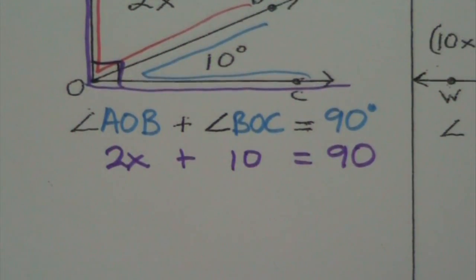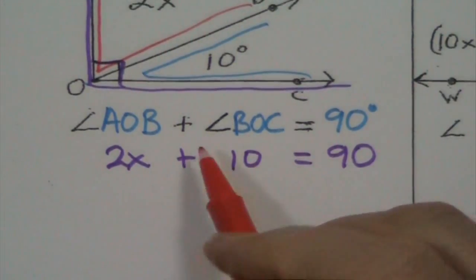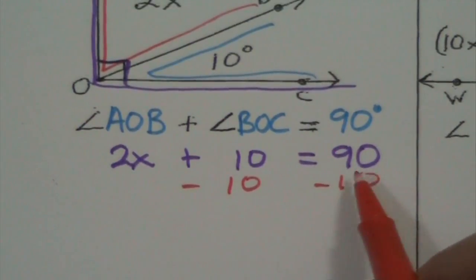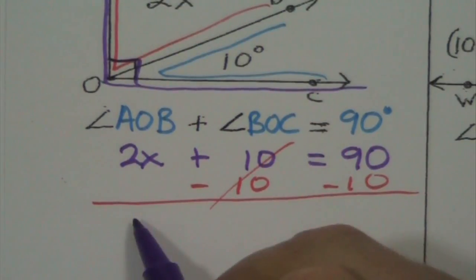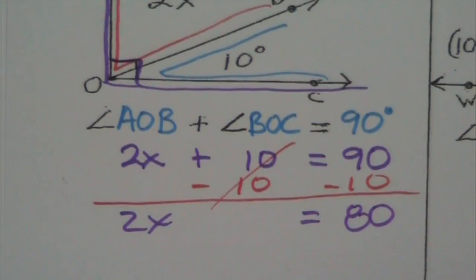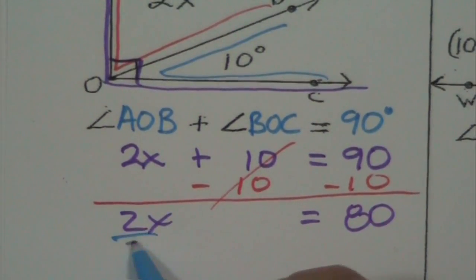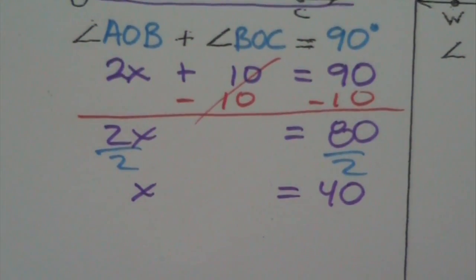Okay, what we're doing now is going to just solve for x. So we will do the opposite. So instead of adding 10, we subtract 10. Okay, that's gone. Then you're left with 2x equals 80. Now, in case you cannot see the answer, you would simply divide by 2. And we get 2 goes into 80 40 times.